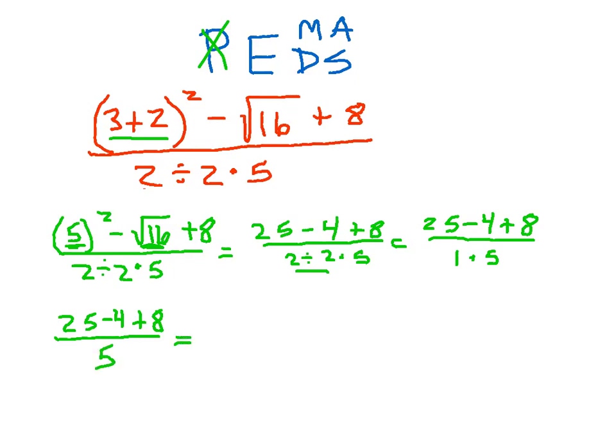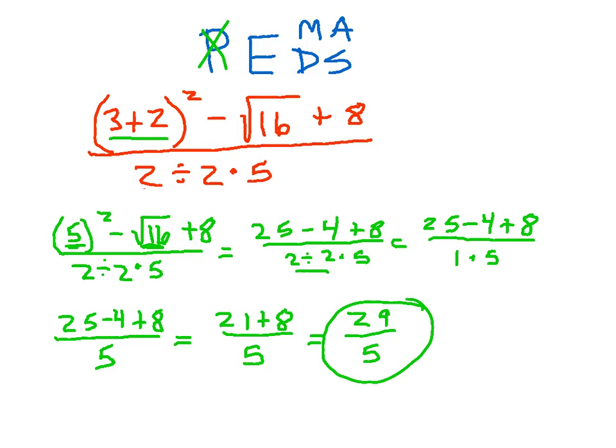Now up top, let's subtract first, right? Addition and subtraction are equals. We go from left to right. So we're going to have 25 minus 4, which is 21, plus 8 all over 5. Last thing to do is to add: 29 over 5. 29 fifths is our simplified number.